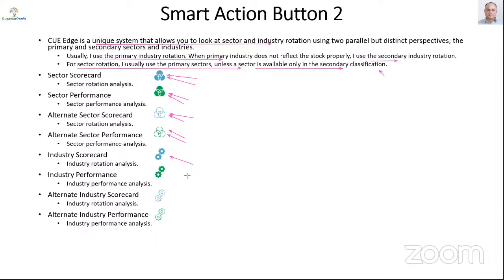Two gears represent industries. So cyan two gears industry scorecard, green gears industry performance, and alternates are in non-bold buttons. Cyan again for alternate scorecard and green for alternate performance. So we use these buttons to drill down from sector to industry or navigate from one tab to another tab.